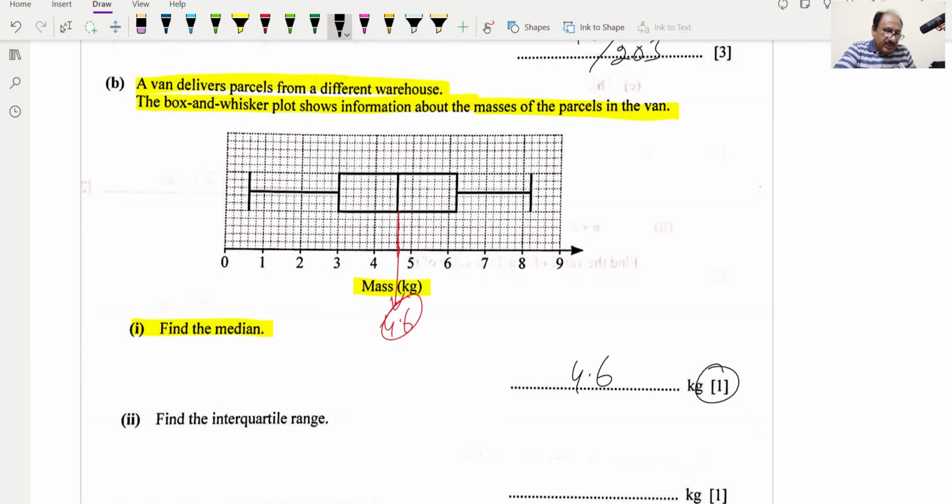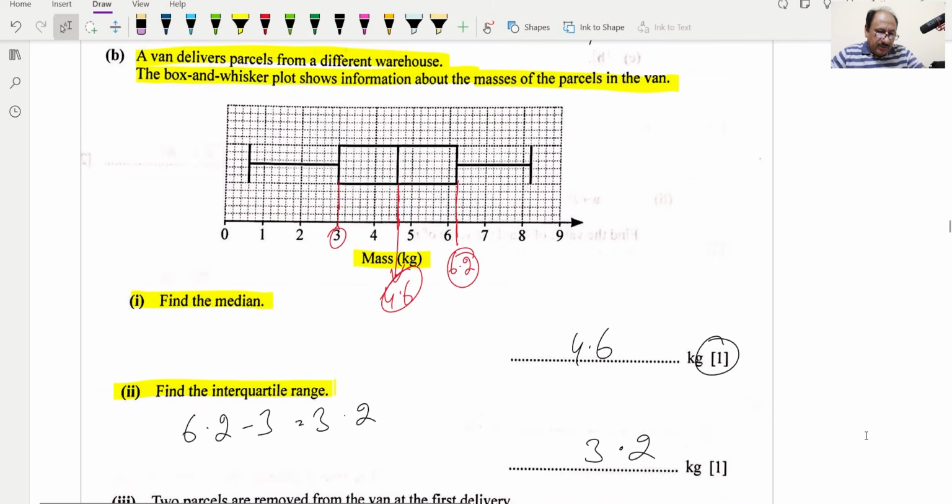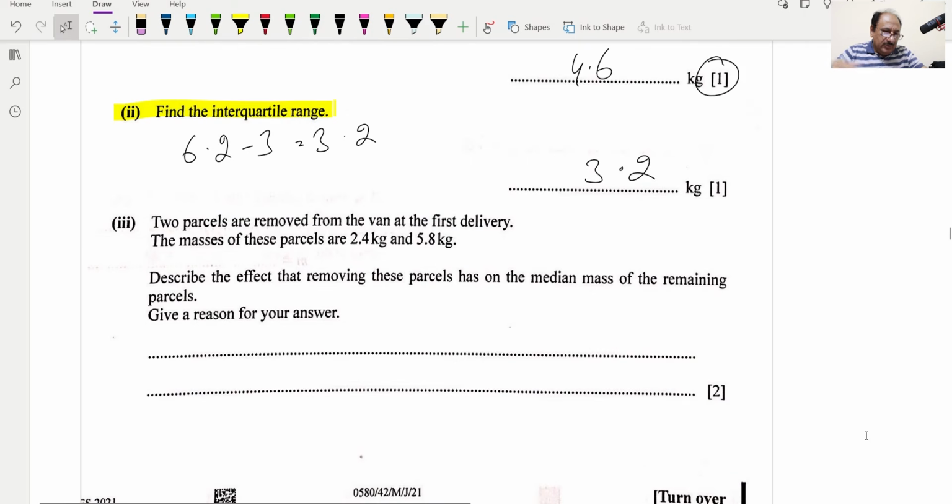Now to find the interquartile range. Interquartile range is upper quartile minus lower quartile. Upper quartile is this one, which is 6.2, and lower quartile is at 3. So 6.2 minus 3 will be equal to 3.2. So the answer will be 3.2. This will be the interquartile range.